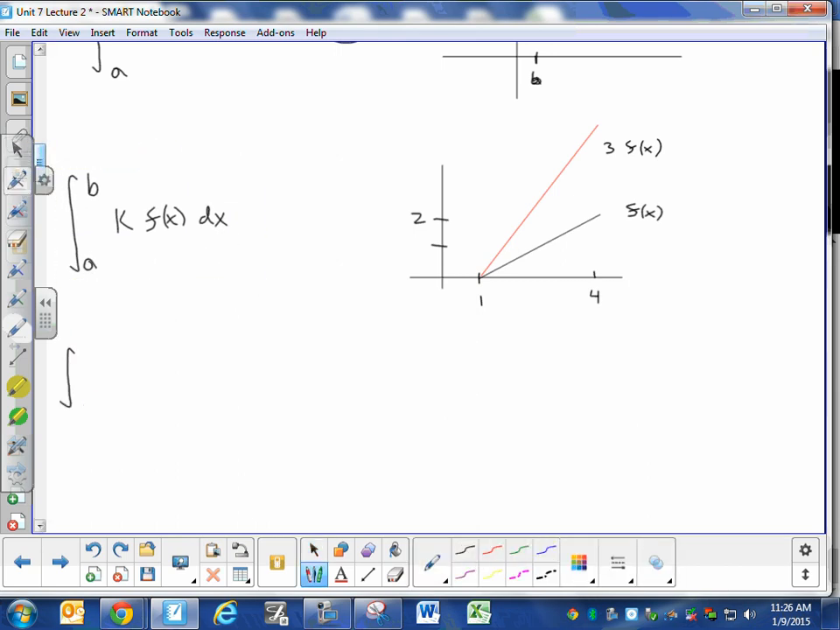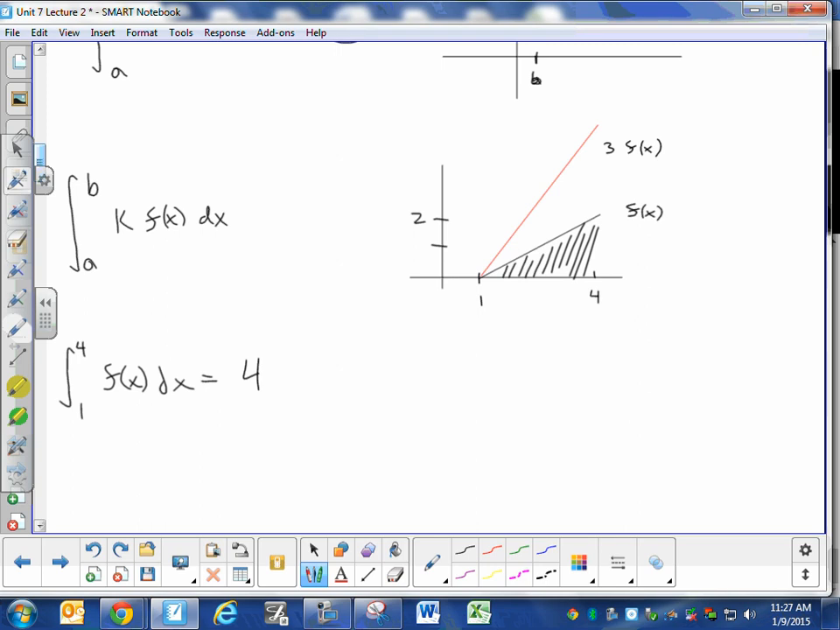Okay, so I'm going to use this example to help us discover this property. So first, let's find out the area from 1 to 4 between f of x and the x-axis. We can calculate that. What is this area? 4. It's a triangle, width 4, height of 2. This area is 4. Okay.